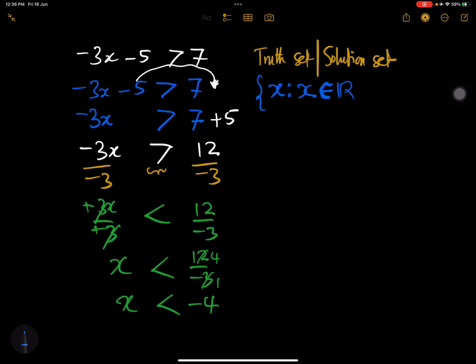Remember we said that every number in the world is a real number. So x such that x belongs to all real numbers, and then that x that we've looked for is less than -4. So this is the truth set.